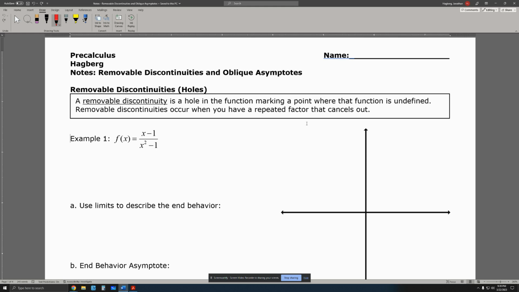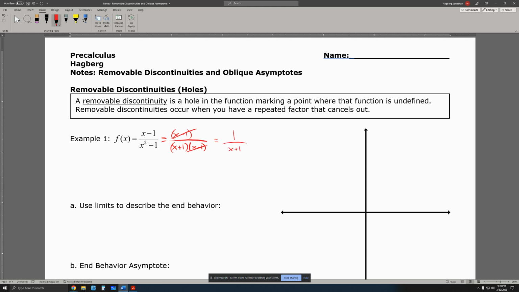So let's take a look at example 1. Here we have f of x equals the quantity x minus 1 divided by the quantity x squared minus 1. I notice that the denominator can be factored to the quantity x plus 1 times the quantity x minus 1. And so we have a repeated factor of x minus 1 in both the numerator and denominator. We can cancel out this factor. This reduces the function to 1 over x plus 1.